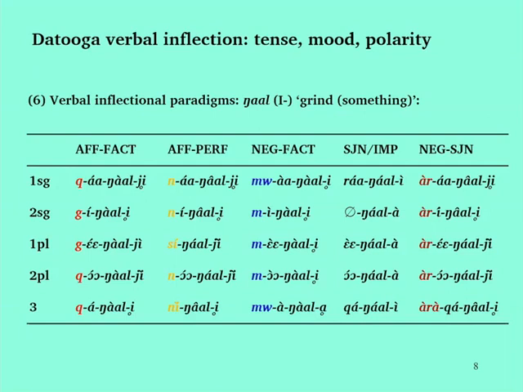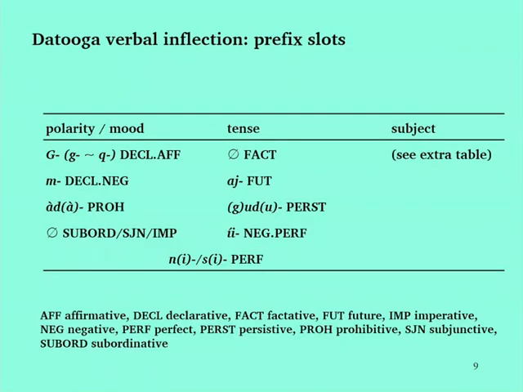Now, comparing the paradigms, we must expand our morphological analysis with respect to both prefixes and suffixes. The first generalization pertains to the prefix slots to be recognized in the inflected verb, and this is shown in this slide. I had already indicated that what has so far been referred to as subject markers is more complex and must actually be broken down into a maximal succession of three morphemes. Here, the bare subject marking prefixes are preceded by two slots, one for tense and the initial one for polarity and mood.